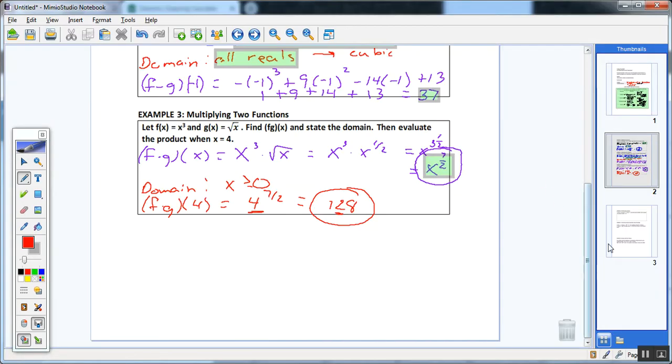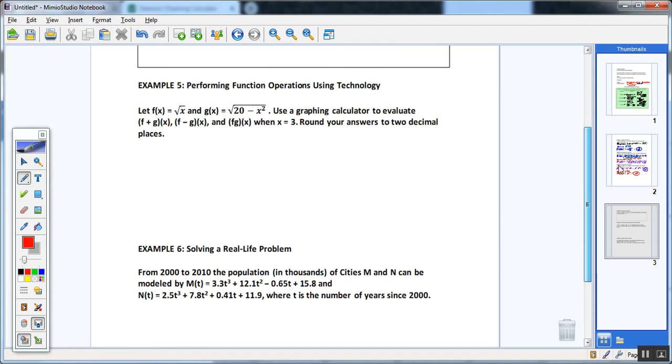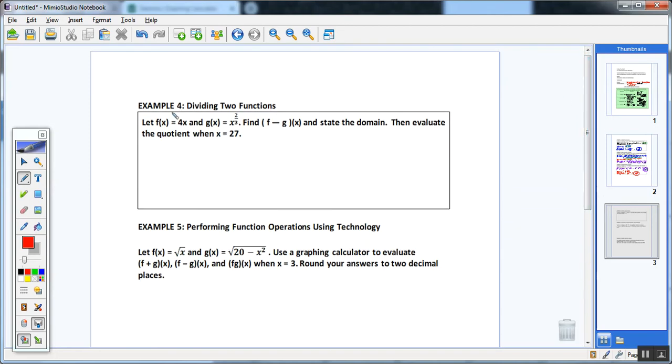We've covered the first 3 operations. What do you think the last operation is that we need to look at? Division. Not too bad here. Let f of x equal 4x and g of x equal to x to the 2/3. This should say f divided by g right here, kids. Or f over g, if you will.